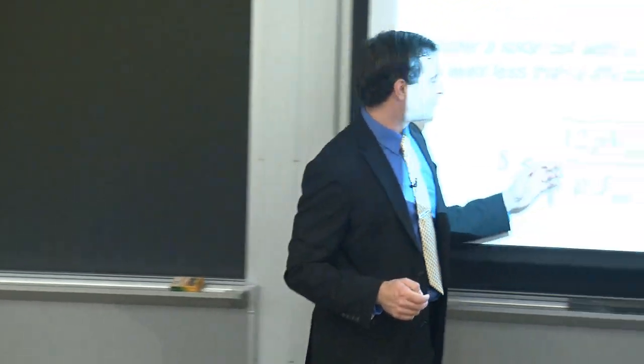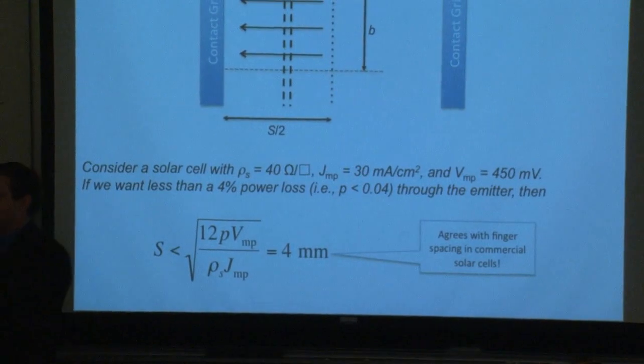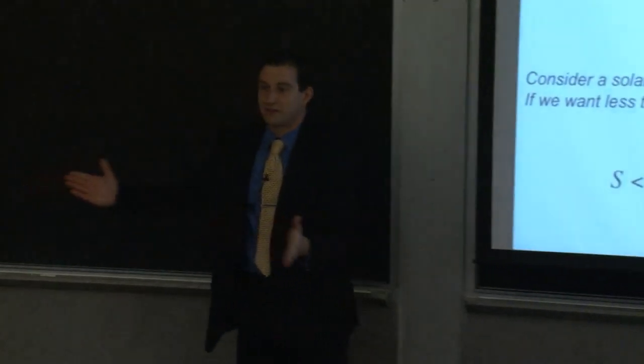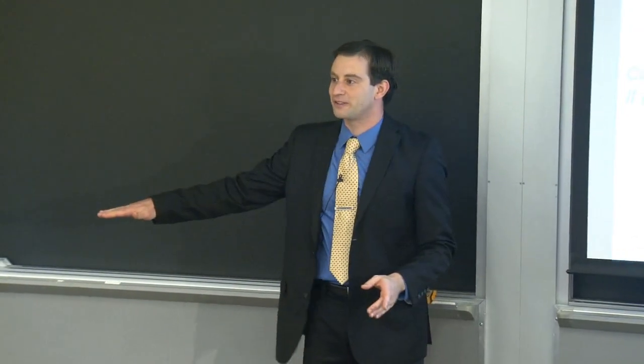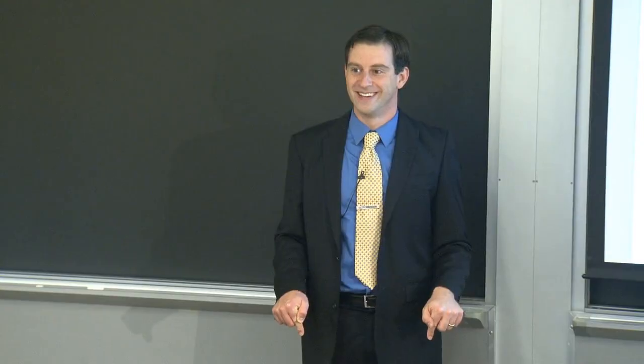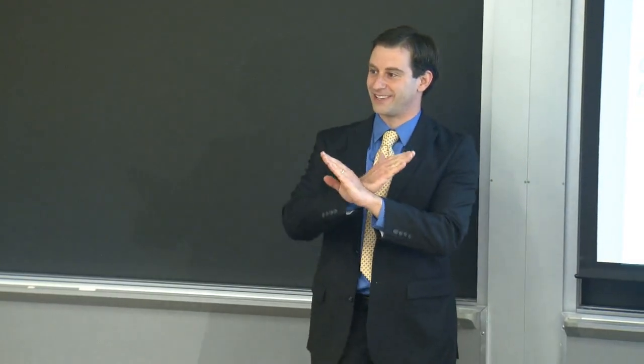In one case, you'd want to have your fingers spaced really, really close together to minimize the emitter sheet resistance. But on the other hand, if you place your fingers too close together, you're shading the front surface of your solar cell with metal, and light's not going to get in to generate electron hole pairs. So that's the optimization function that's run right there.